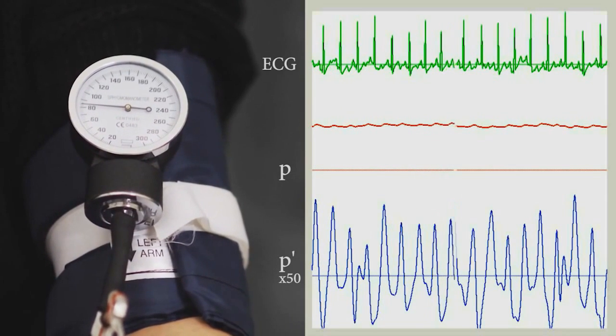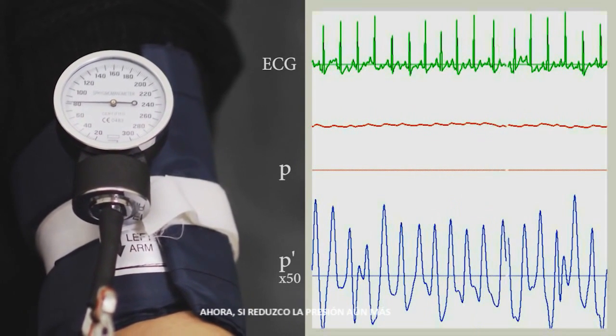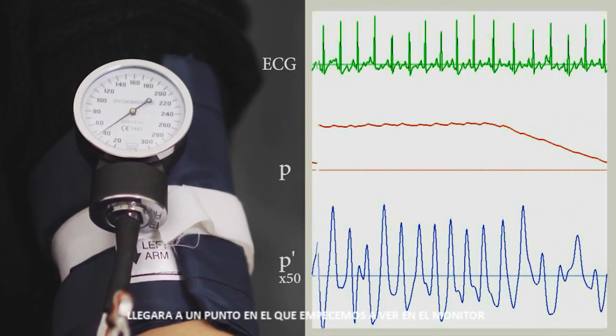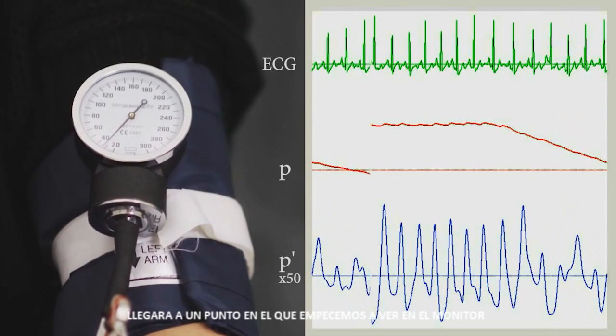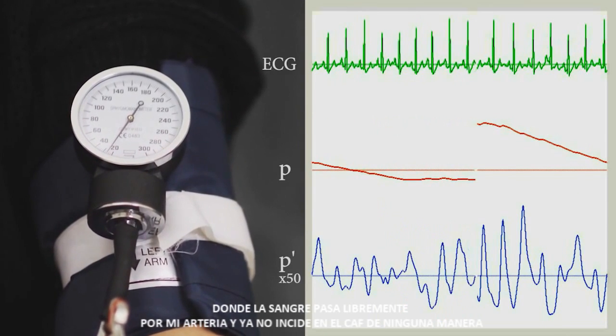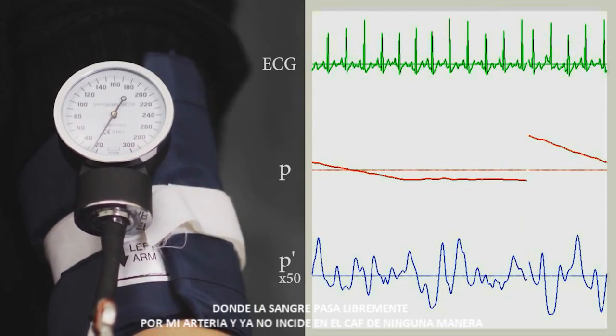Now, if I reduce the pressure in the cuff even more, there will come a point, as we're starting to see on the monitor, where the blood can pass freely through my artery and it doesn't have any implication on the cuff whatsoever.